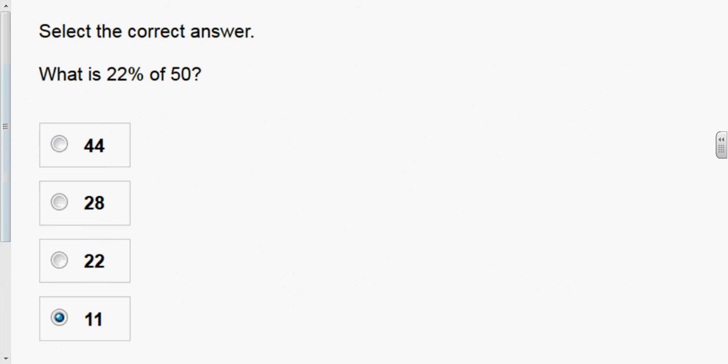What is 22% of 50? So 22% is 0.22 of means times 50. And when you multiply that out on your calculator, you get 11.